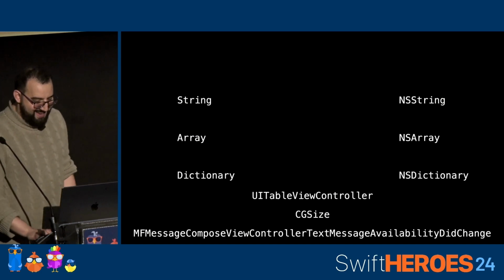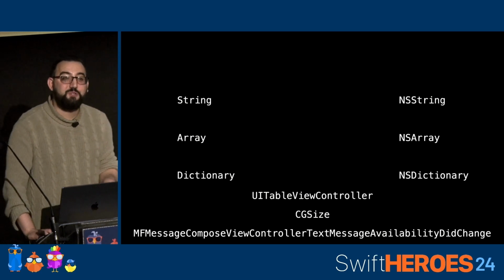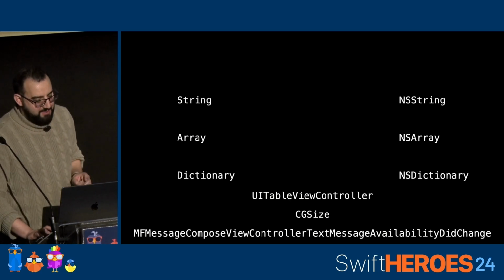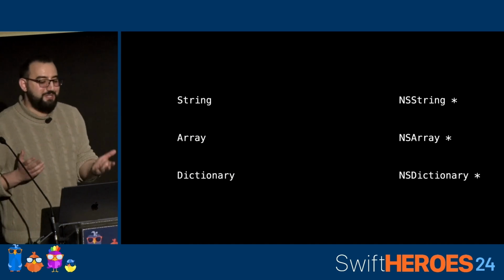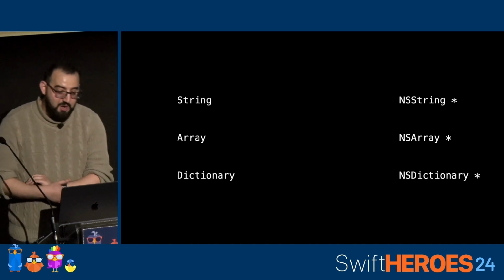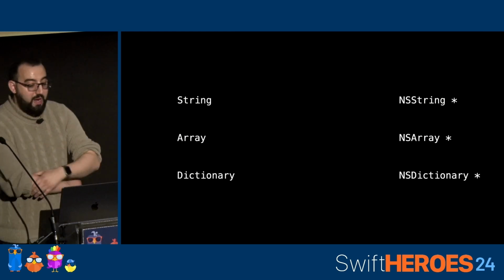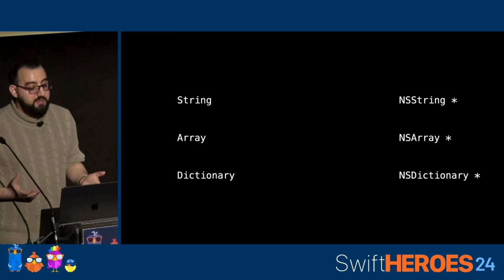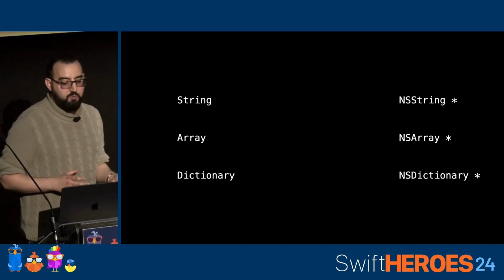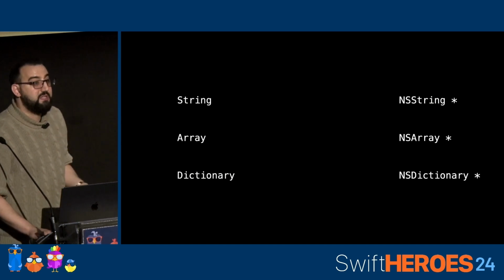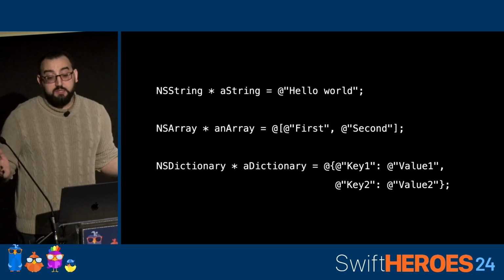So these are the equivalents of string, array, and dictionary in Objective-C, but with one little asterisk, which is literally an asterisk. In Swift, strings, arrays, and dictionaries are structs, which are value types, but in Objective-C, they're classes, which are reference types. So in declaring them, and whenever we declare a class, we use the asterisk, which comes from C when dealing with pointers. So let's create some objects.